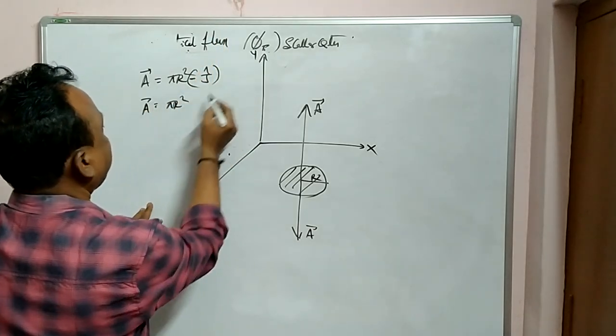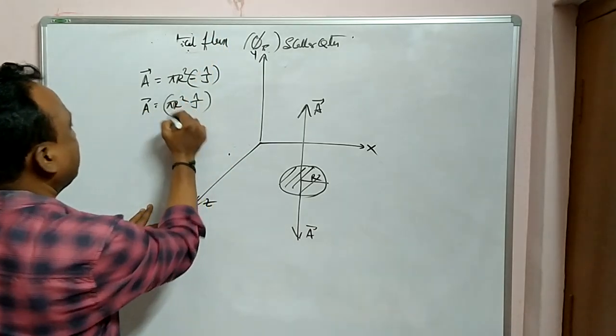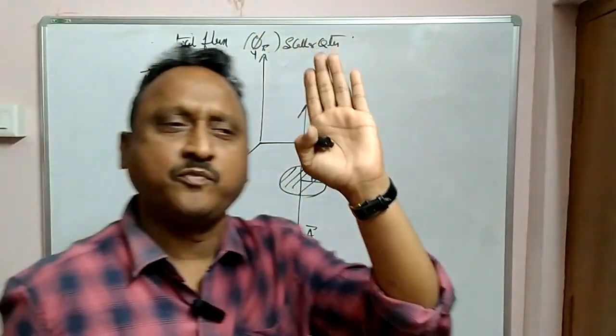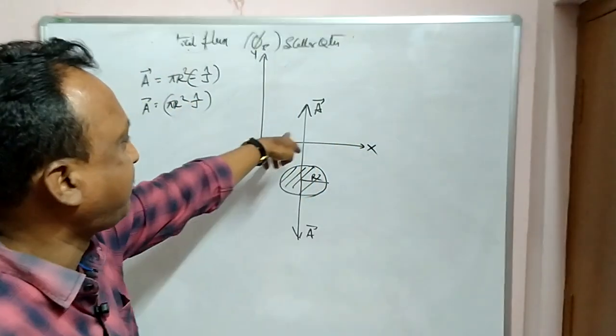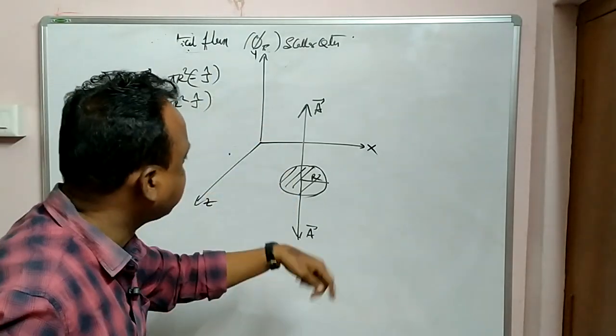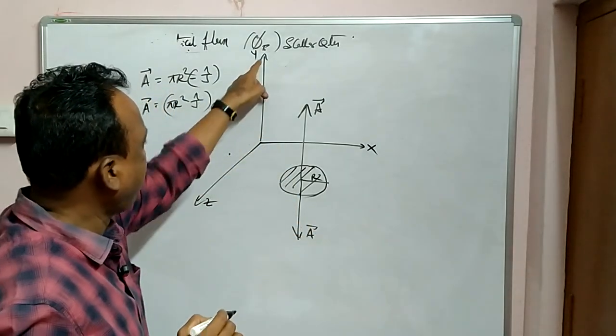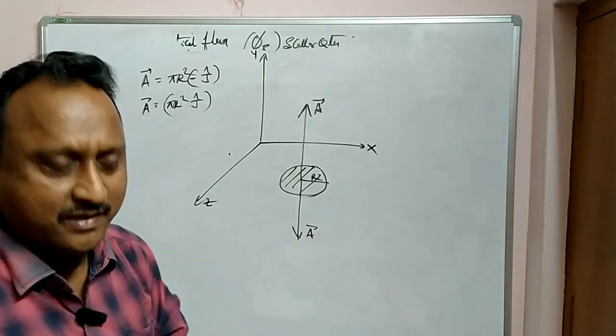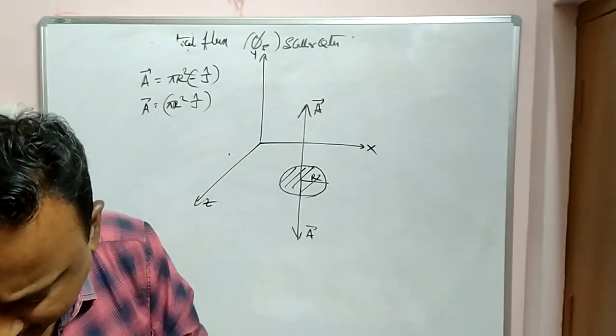Positive y axis means j cap. So the answer is either you can take it in the positive direction or negative, because it is a 2D figure. The area vector may be top or down, okay, j cap or minus j cap, along the y direction, because the body lies in the xz plane and is 2D. Clear?